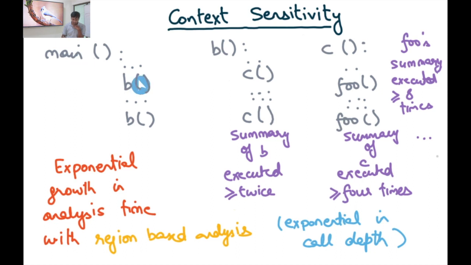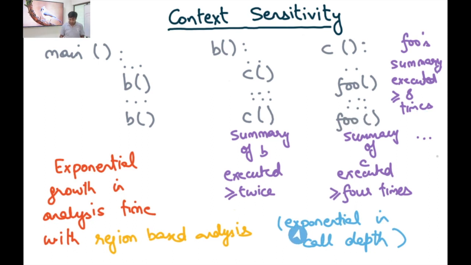So, for example, if the main function calls b twice, then b's summary transfer function will be executed more than twice, as we saw earlier, because there are two call sites. And if b is calling c twice, then c's summary transfer function will be called at least more than 4 times, because b will be called twice completely independently with different boundary conditions, and each time b is called, c will be called twice for each of them, and because these are completely independent, we are going to execute the c summary transfer function greater than or equal to 4 times, which may eventually call foo, and so foo's summary transfer function may get executed more than 8 times if foo was being called twice in c, and so on.